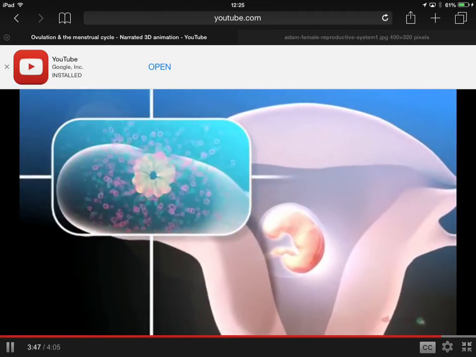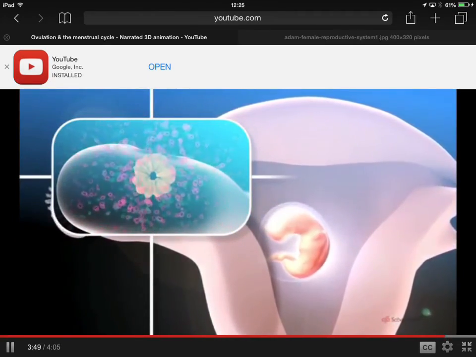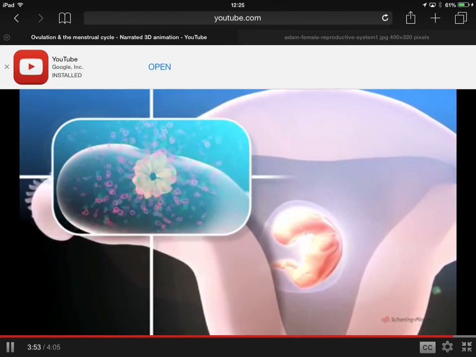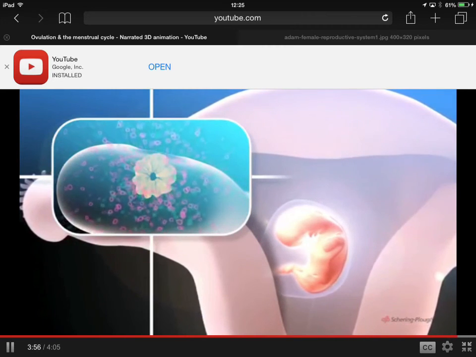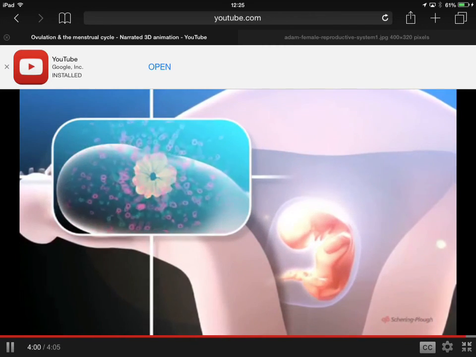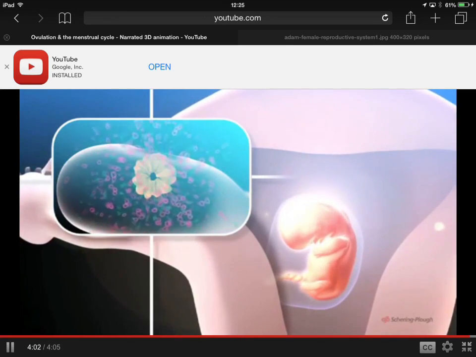But if the egg is fertilized, no menstruation occurs, as the corpus luteum continues to function, secreting progesterone during the first 3 months of the pregnancy. Thereafter, numerous changes occur to support the developing embryo.